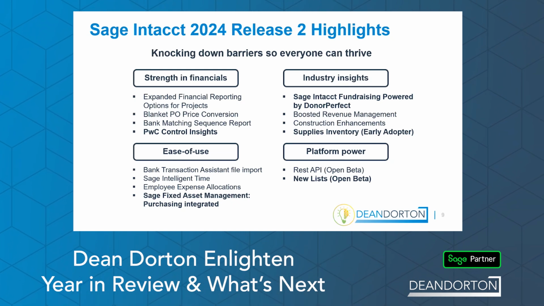It's going to give you different information than what you would see from, excuse me, key performance indicators, which we already have on our dashboards. This is going to start looking at trends and looking at the analysis of the data of how your company is performing. Along with that, we always want to make sure that, again, it's easy to use and intuitive for you. So we've done some things with Sage Intelligent Time. We're exploring and putting in information about expense allocations in the employee expense area. And then again, as I mentioned, the purchasing has now been added to Sage Fixed Asset Management.